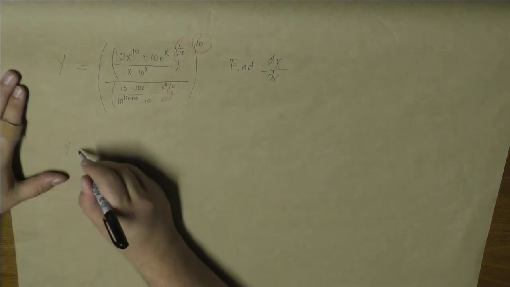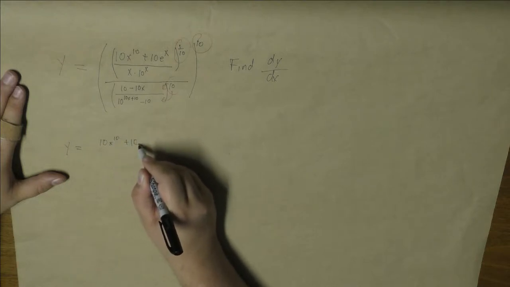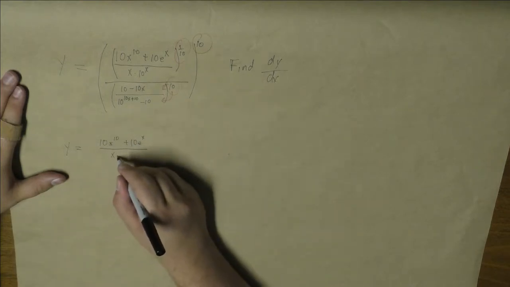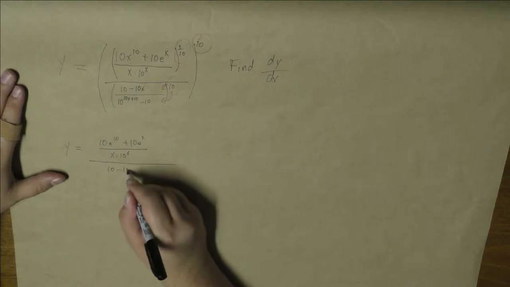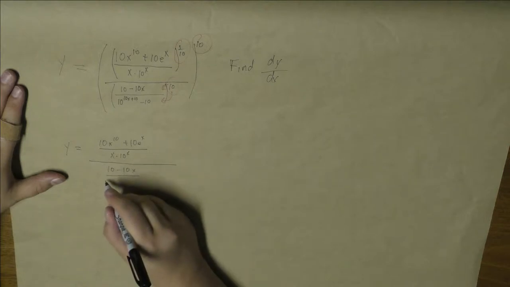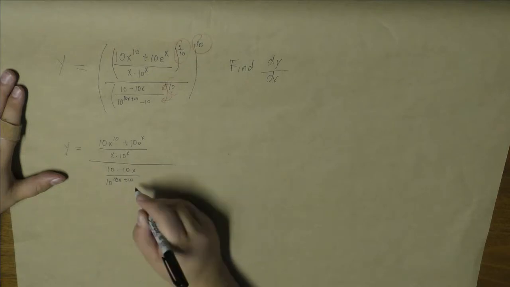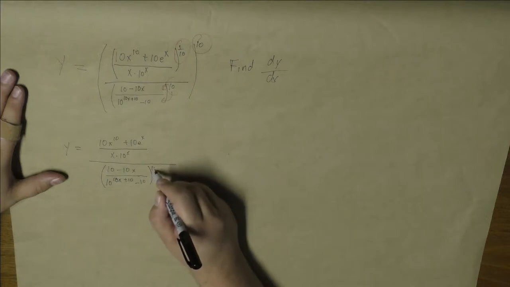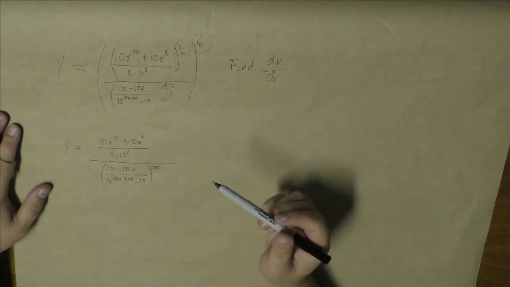So that means that y is equal to 10x to the 10 plus 10e to the x. The 10 and the 1/10 cancel on the top there. So it's x times 10 to the x. That's all going to be over 10 minus 10x over 10 to the 10x plus 10 minus 10. And this is going to be to the 100 power. So now we've got rid of one chain rule and one power rule by doing that.